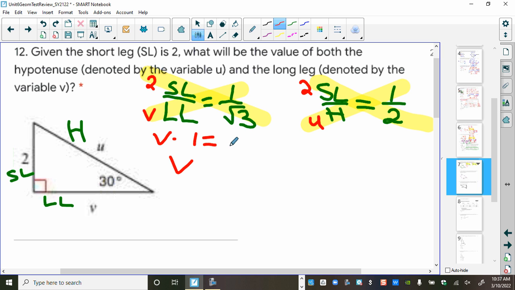And then, if we multiply 2 times square root of 3, do we really have to do anything? No. That's just 2 rad 3. And that's a short. So that's the long leg. V was the long leg. And then for the hypotenuse, that's real easy.